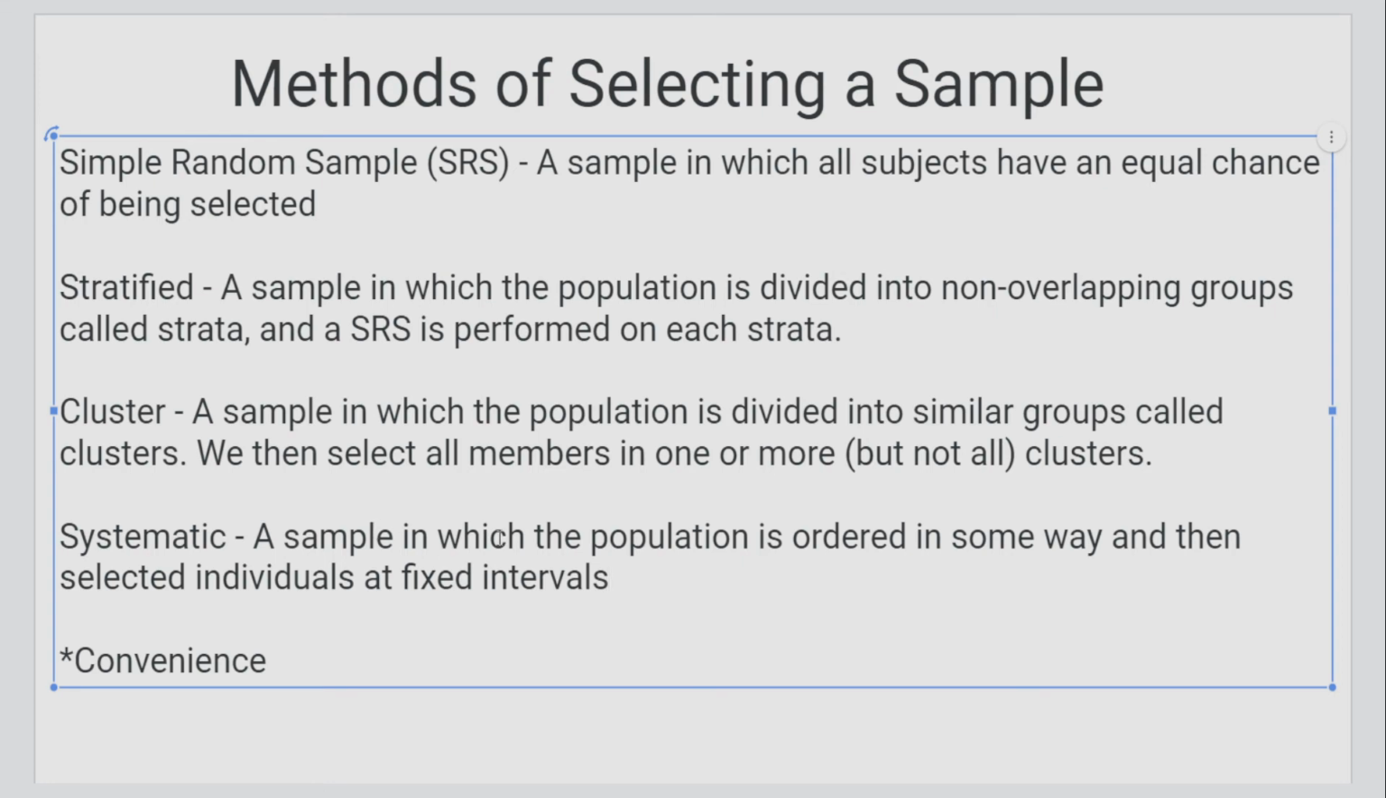Last one, convenience, is a sample that is easy to get. And usually this will not be random. It might be a researcher just asks 10 of his best friends. It might be that a teacher just chooses the first 5 people to walk into school as their sample. It might be that someone just asks for volunteers, right? All these are samples that can have bias.